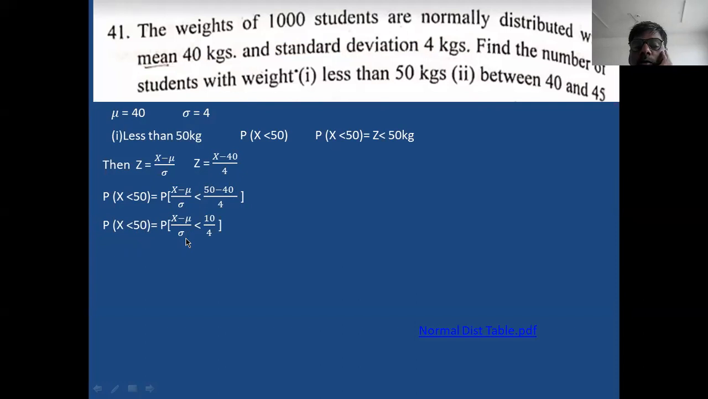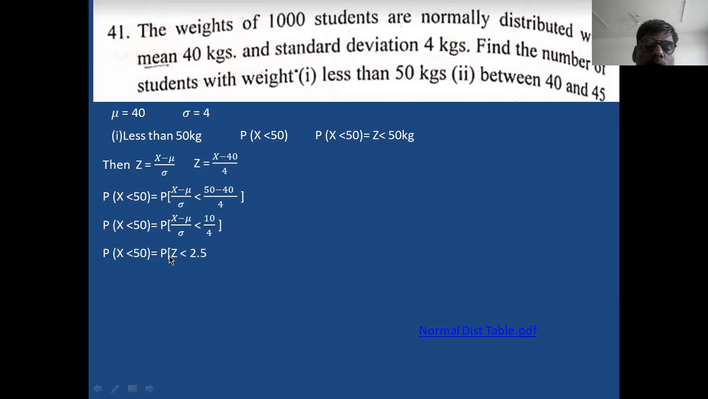This is the standard normal variate. Otherwise, you write 40 divided by standard deviation. From next problem, I'll write it 40 divided by standard deviation. 50 minus 40 is equal to 10 divided by 4. This is the simplification.